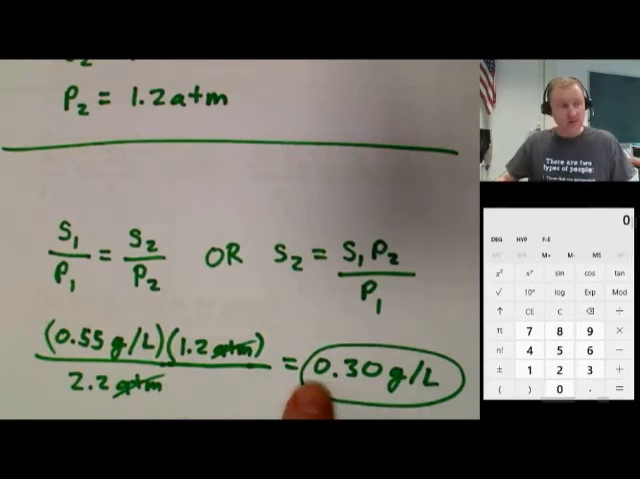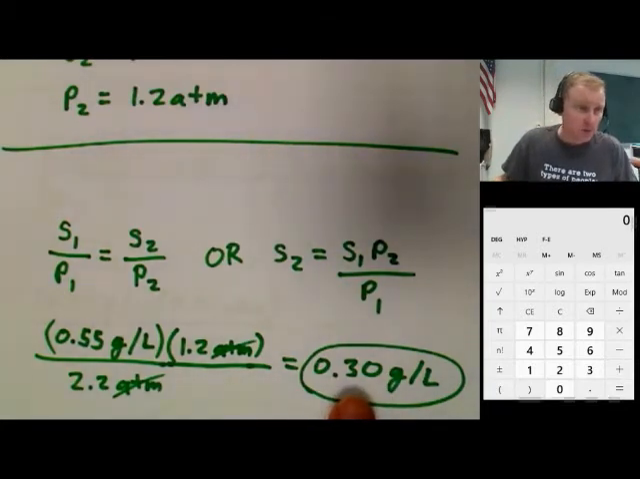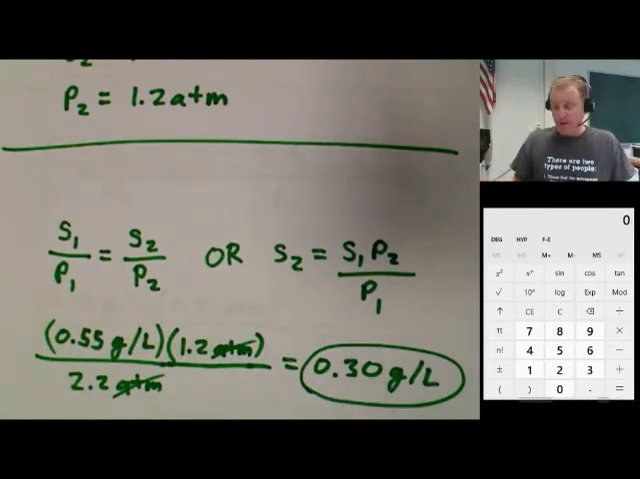Remember, leading zeros never count, trailing zeros do count. So in your calculator, you probably got 0.3. You've got to add another 0 when you write it on your paper, because with two significant figures, you'd put 0.30. So that is number 1.